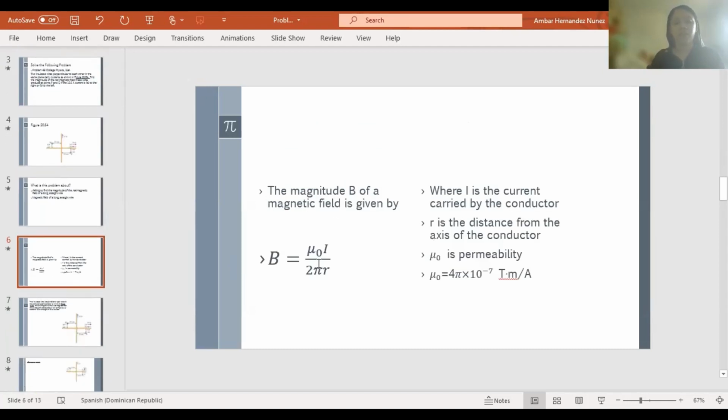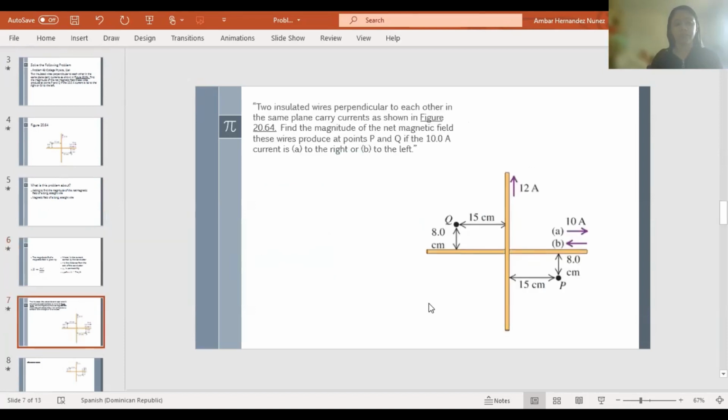The magnitude B of a magnetic field is given by permeability times the current carried by the conductor divided by 2 pi r, where r is the distance from the axis of the conductor. And we have here the permeability, which equals 4 pi times 10 to the negative 7.